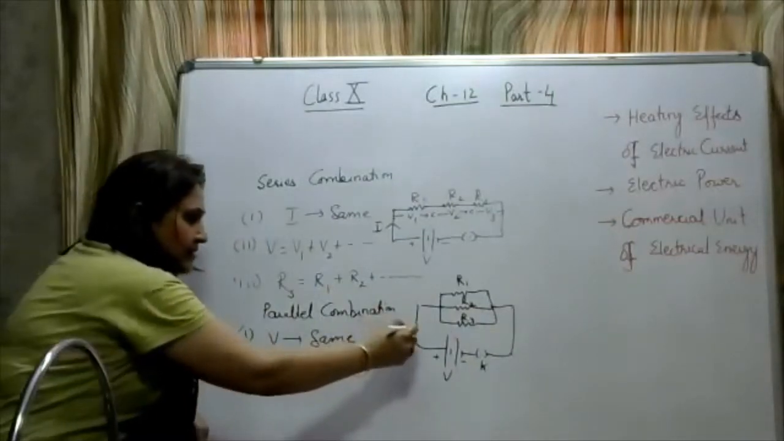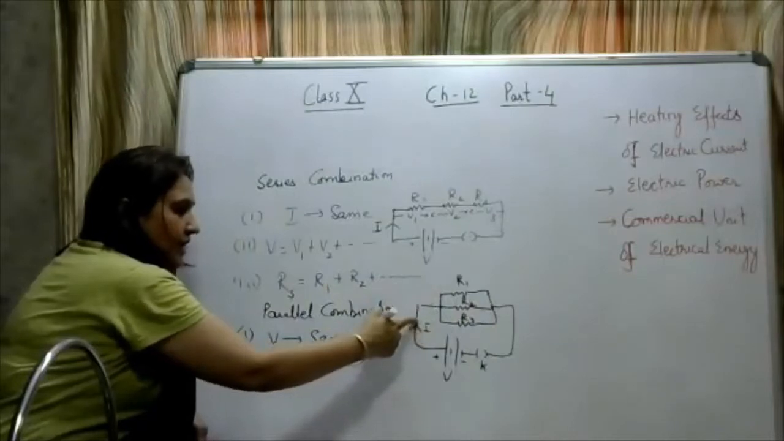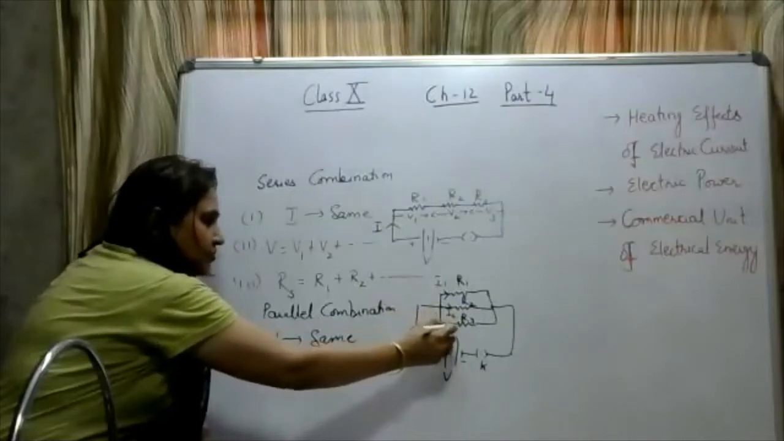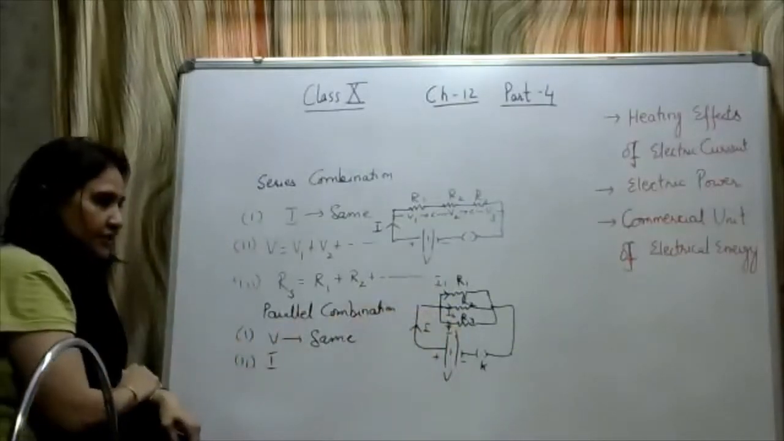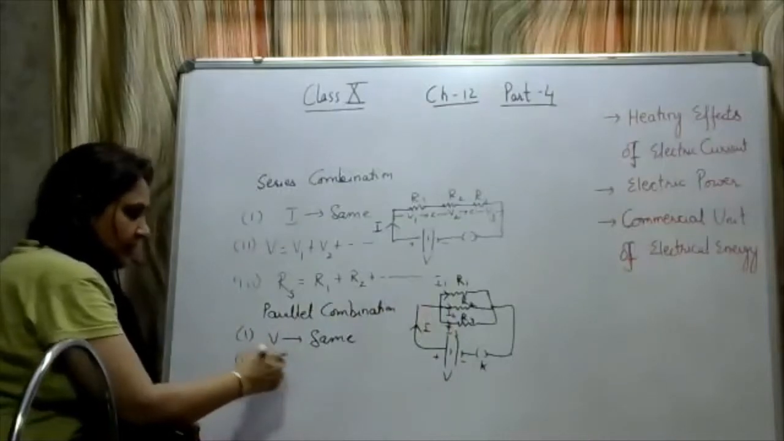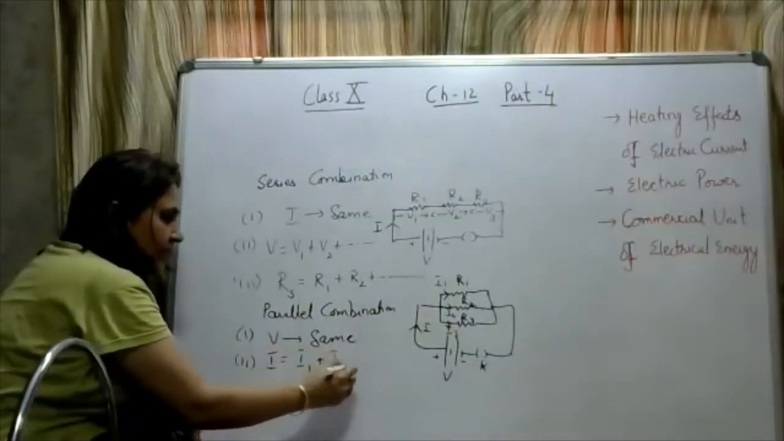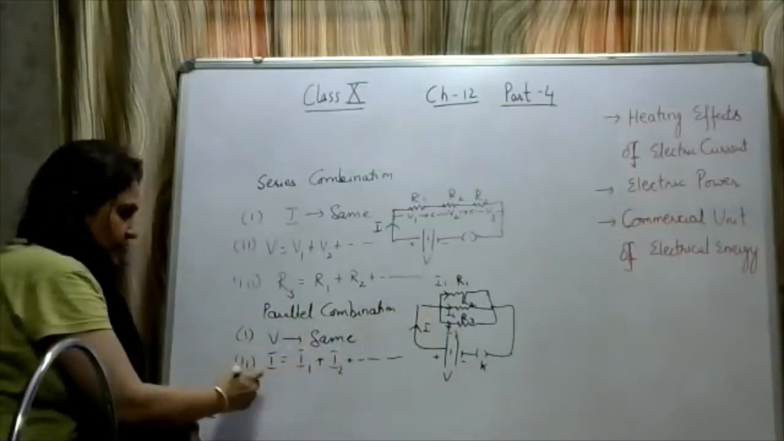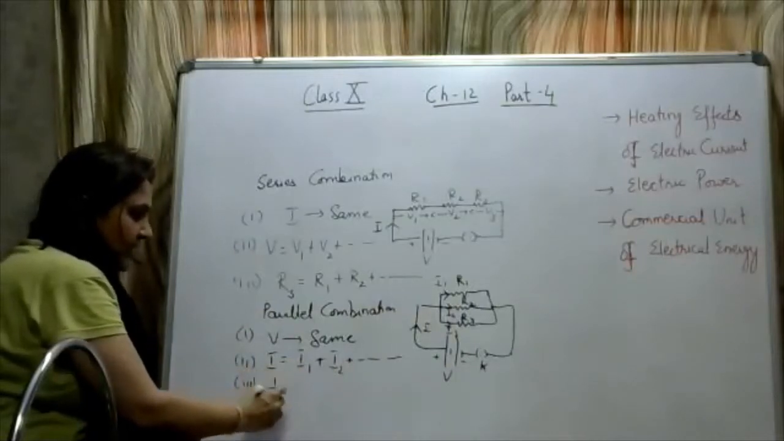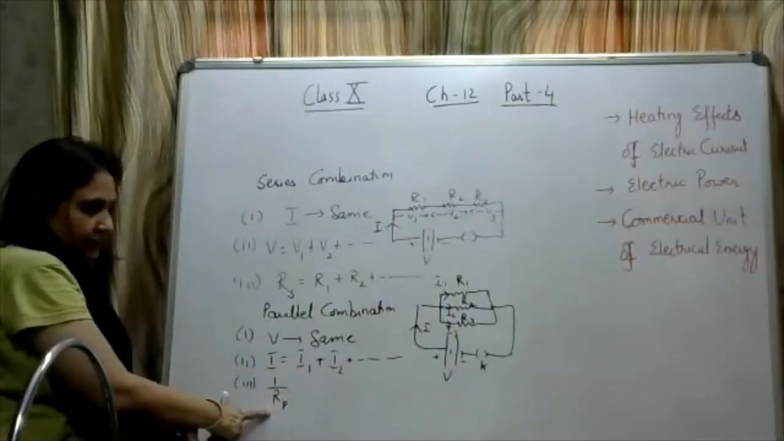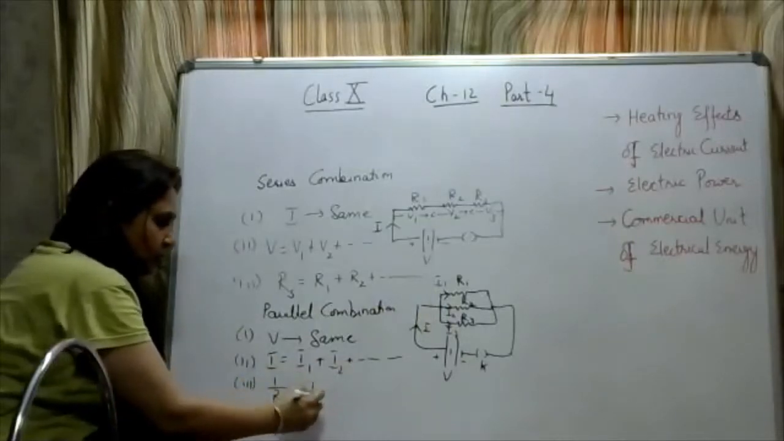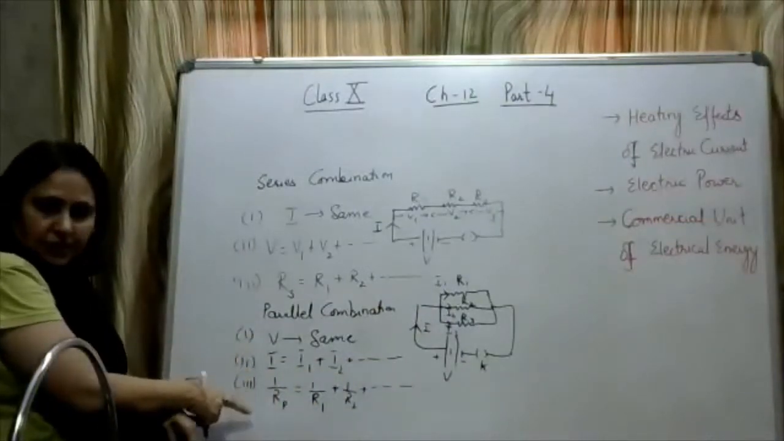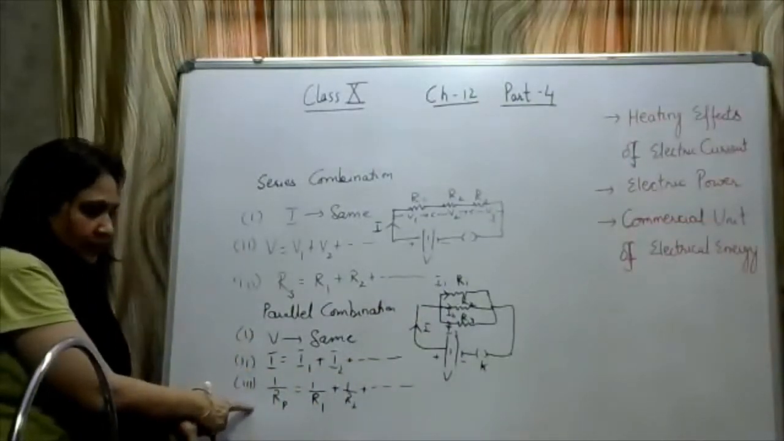But the total current, which is given by the battery, will be equal to the sum of the currents in the individual branches. That is, the current flowing through each resistor is not the same. The total current given by the battery is equal to the sum of the currents in individual branches, that is, the sum of the currents flowing through each resistance. And the third one is that the reciprocal of the effective resistance is equal to the sum of the reciprocals of individual resistances. So these are the 3 points which you have to remember for the parallel combination.